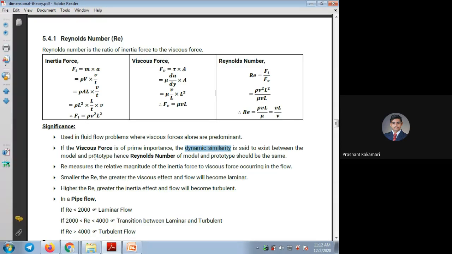So in between these two things, there should be three similarities. That is geometrical similarity, kinematic similarity, that is flow similarity, then the property similarity, that is the dynamic similarity. So in that, we are going to talk about dynamic similarity. So whenever dynamic similarity is considered, we need to focus on viscous force or the Reynolds number.